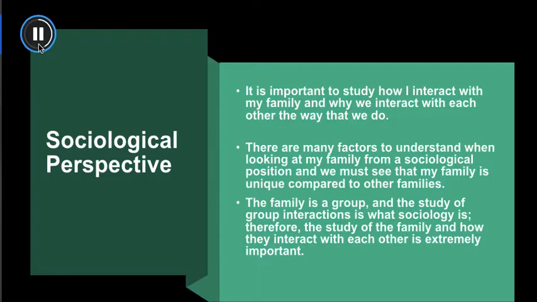There are many different factors to understand when looking at my family from a sociological position, and we must see that my family is unique compared to other families. The family is a group, and the study of group interactions is what sociology is. Therefore, the study of the family and how they interact with each other is extremely important.